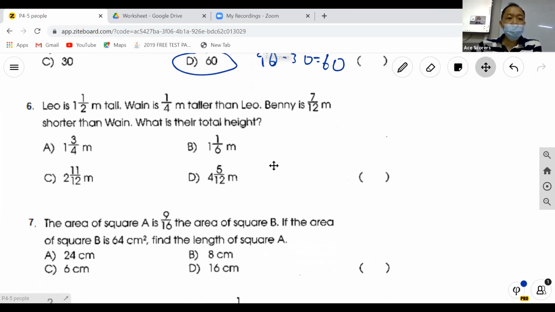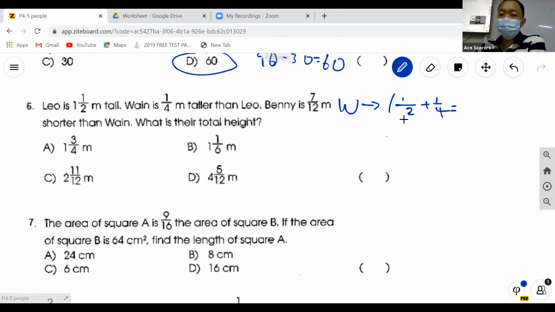So Leo is 1.5 meters tall. Wayne is 1/4 meter taller. So you have to find the height of Wayne first. So Wayne's height is 1.5 plus 1/4. But you have to make the denominator the same first. So it's 2 over 4. Right? So it's 1 and 3 out of 4. Okay? 1.5 plus 1/4, 1 3 over 4. So that's Wayne.